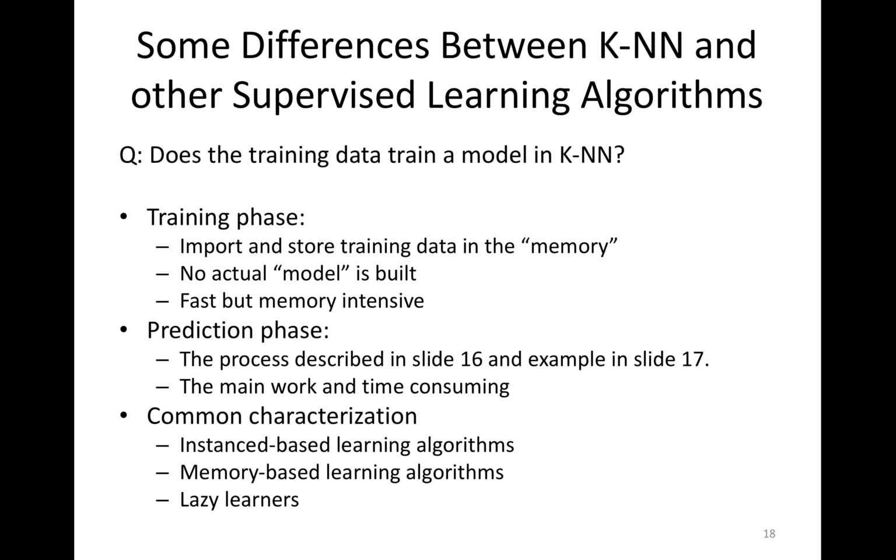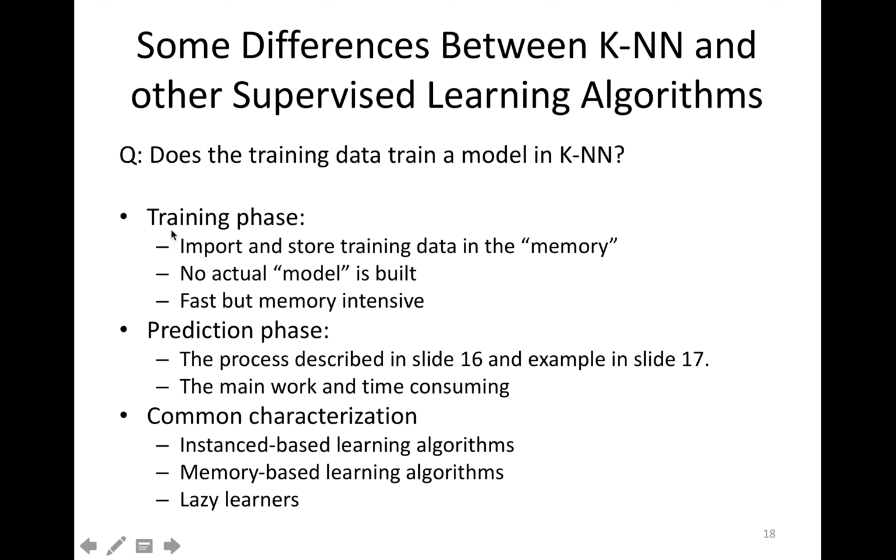One of the reasons I feel it is very valuable for the class to know KNN is that similarity has been a foundation for many other tasks, and KNN is one of the most popular methods that uses similarity. It also has some very unique characteristics compared to the other supervised learning algorithms we have learned: decision trees, naive Bayes, other black box methods, as well as regression. The difference is related to the answer to this question: does the training data train a model in KNN? Let's think about that.